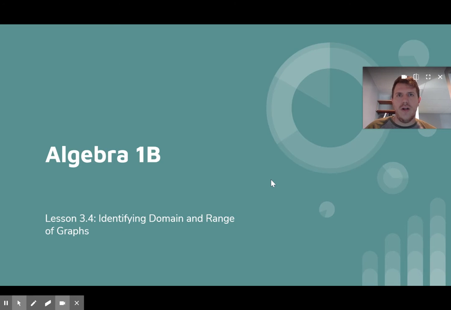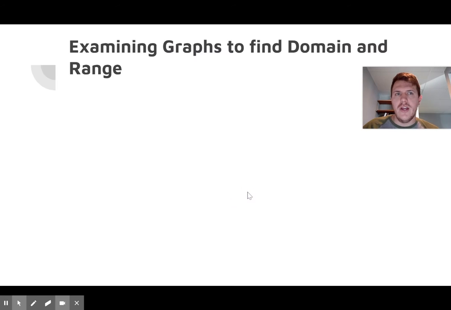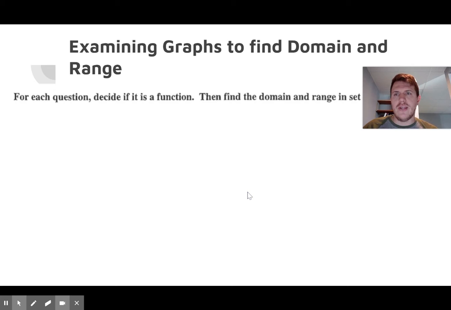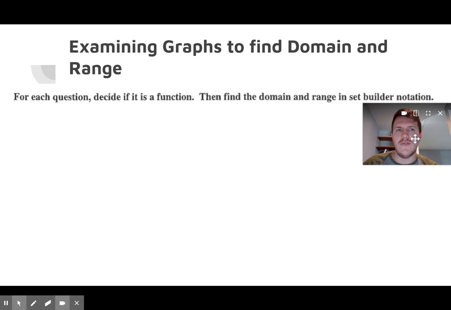All right, Algebra 1. This video will look at a few more complicated examples of finding domain and range of a graph. Okay, let's go ahead and get started with this example here. So taking a look at this graph, once again, we're deciding if the graph is a function first and then finding the domain and range in set builder notation, like we've seen already.